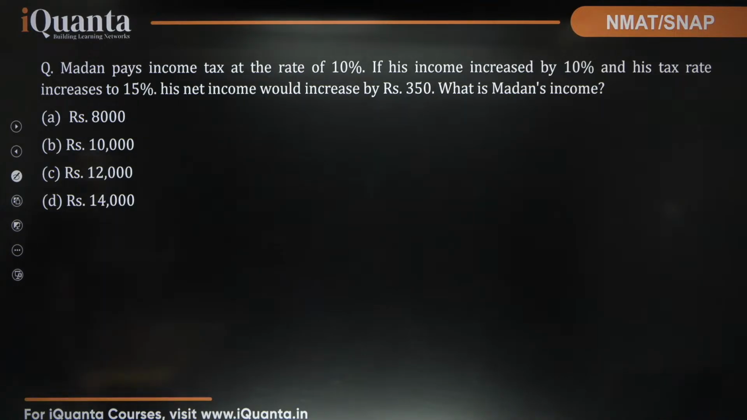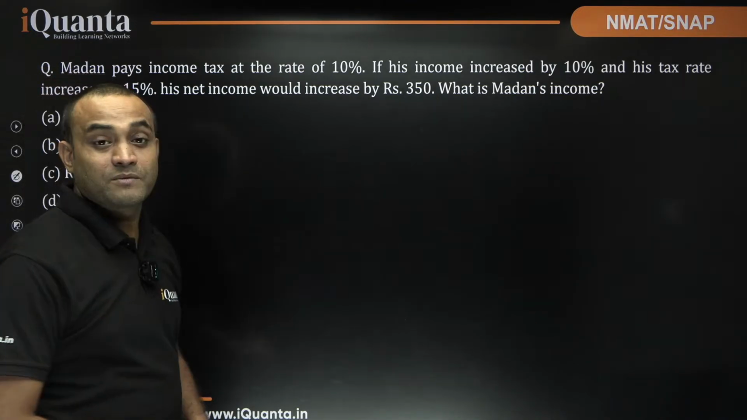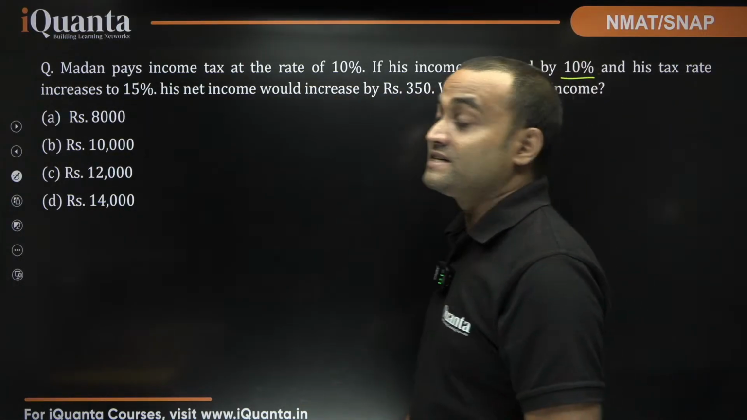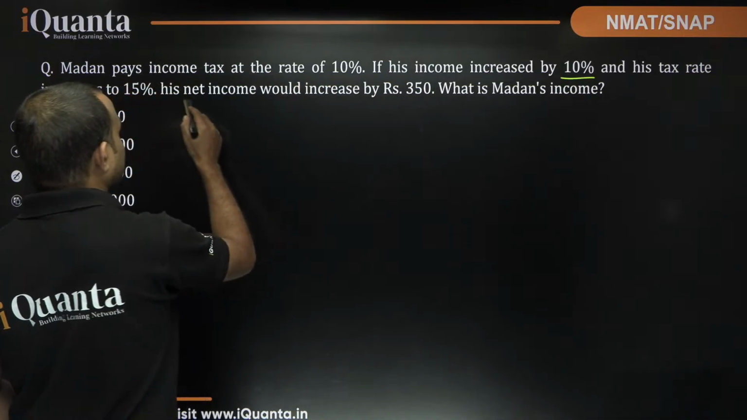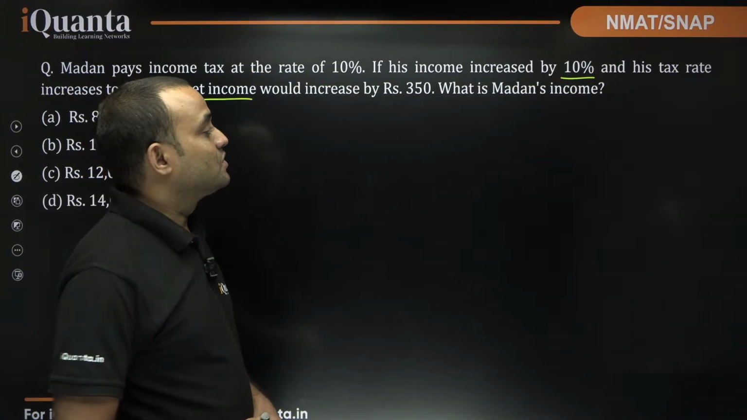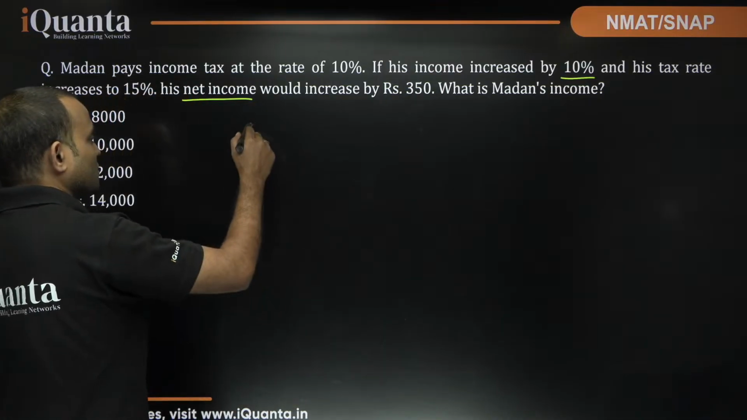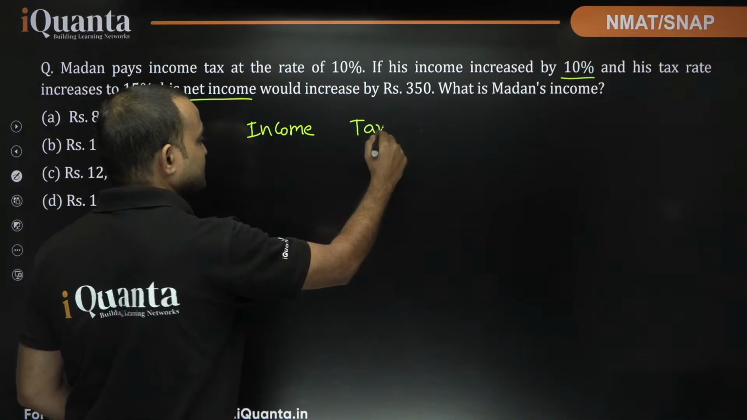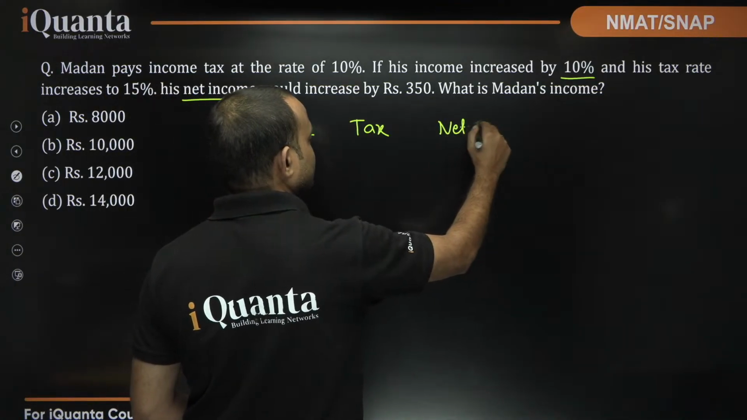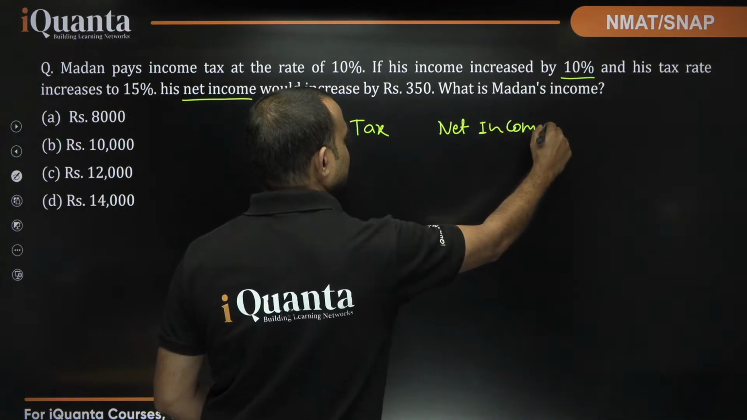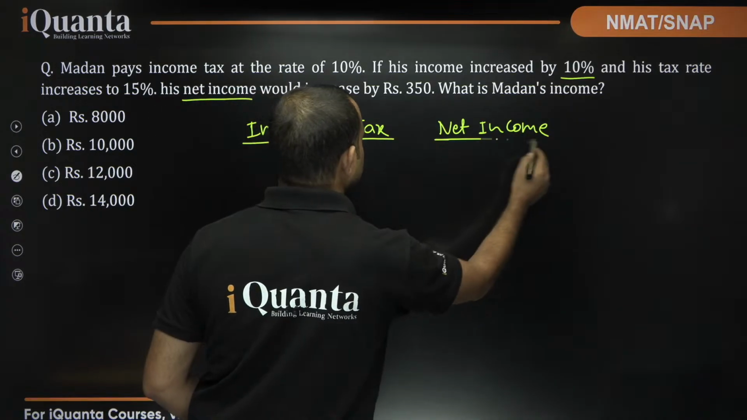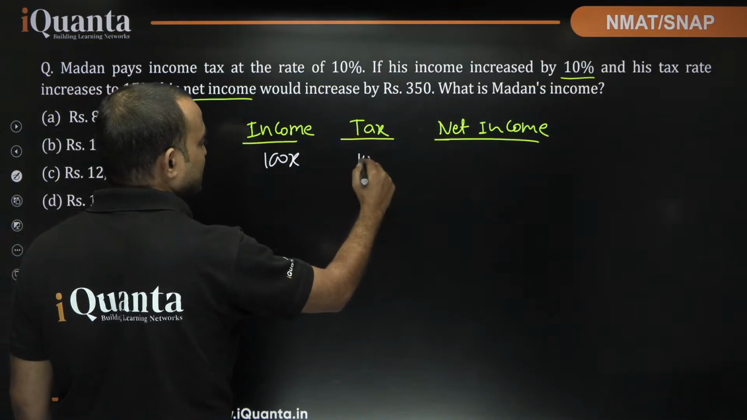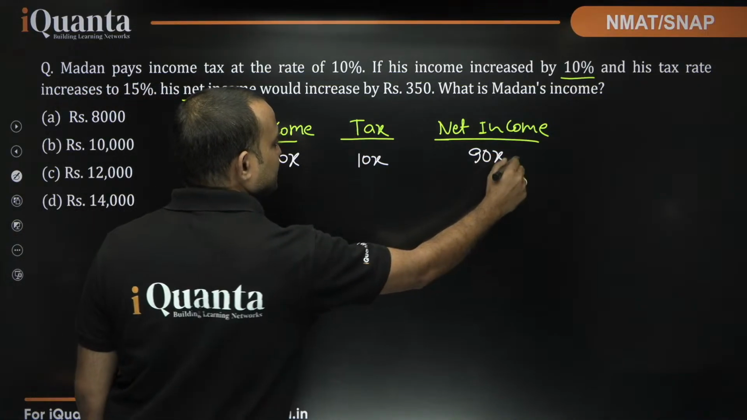What is coming? Madan pays income tax at the rate of 10%. If his income increased by 10% and his tax rate increases by 15%, his net income would increase by 350 rupees. What is Madan's income? So first we need to take income, and then we have tax, and then we have net income, right? So in case of income, if I take 100x initially, then tax will be 10x and the net income will be 90x.